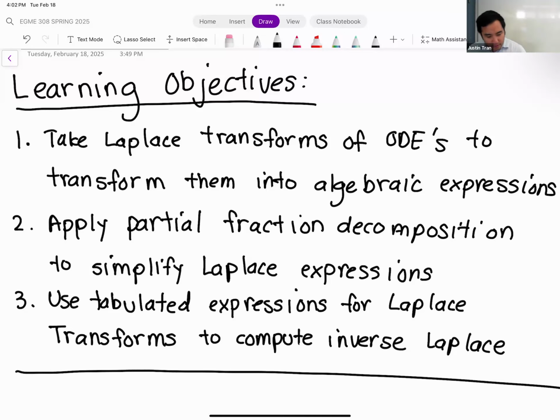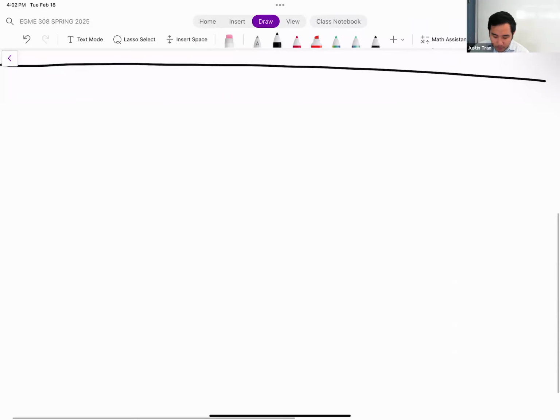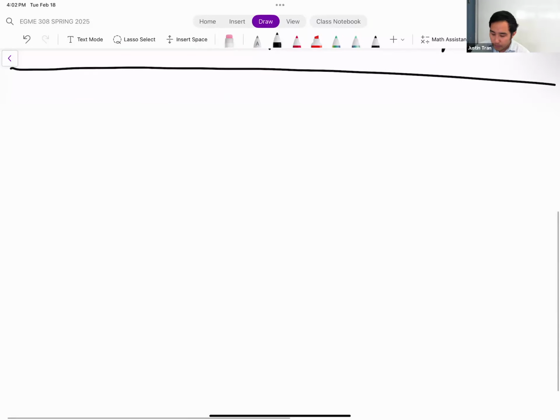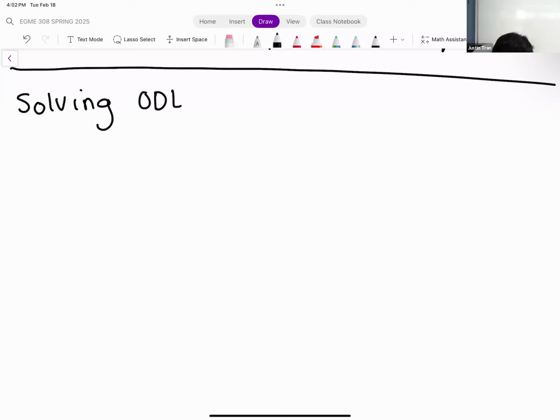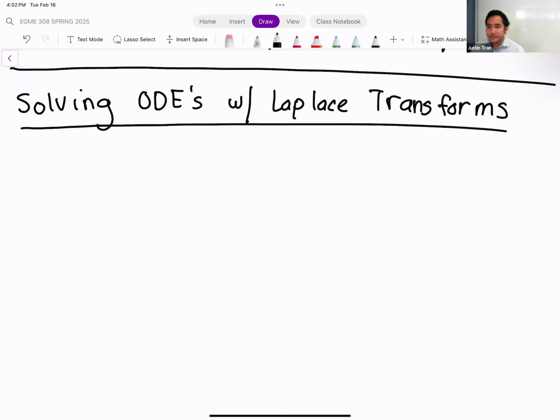Okay, so let's get started. The topic for today is solving ordinary differential equations with Laplace transforms. Let's very quickly review what a Laplace transform is.